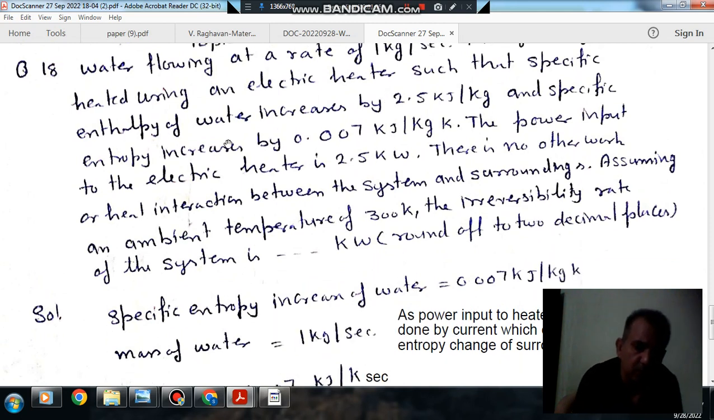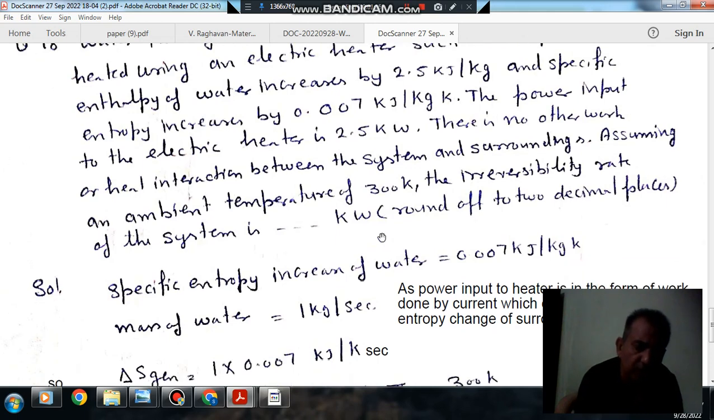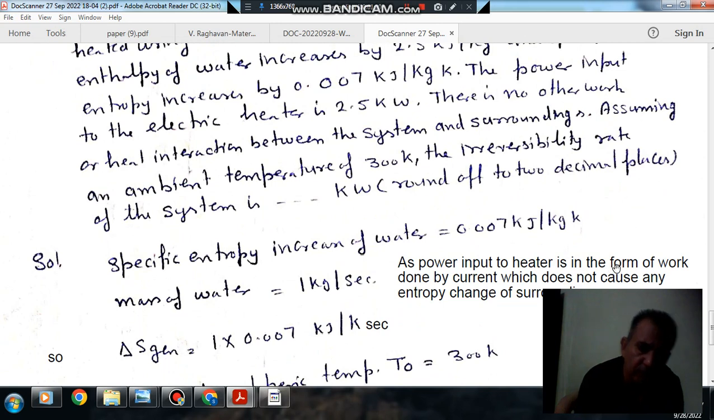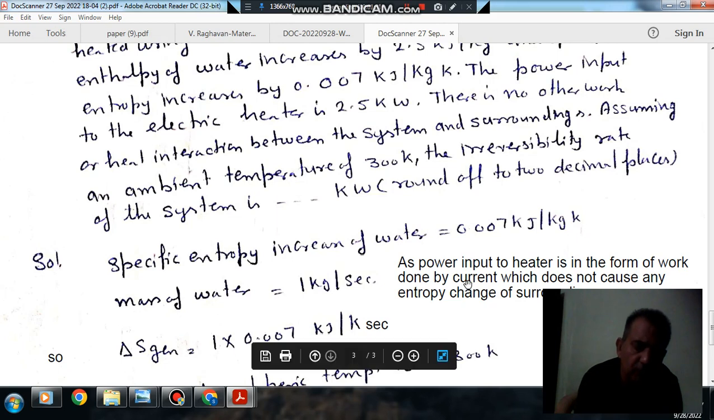So as the power input in the heater is in the form of current, in the form of work done by current, which as work done does not cause any entropy change of surrounding. Work done doesn't cause any entropy change. It is further converted into heat and then the entropy change of water takes place. But when it is in the form of work done by current, it will not change the entropy of the surrounding. So entropy change of the surrounding will be zero.